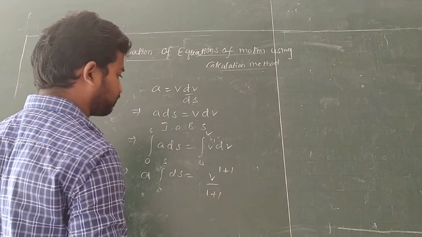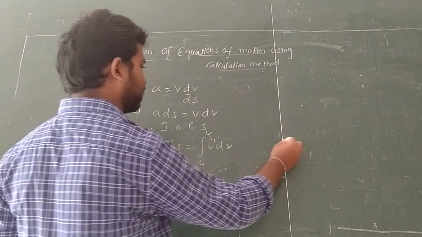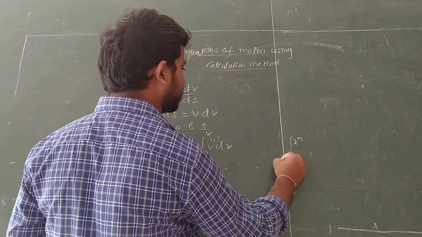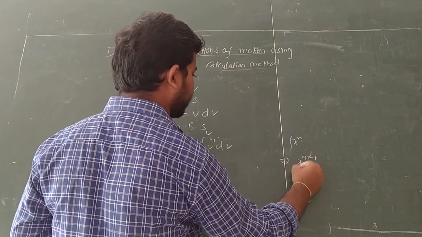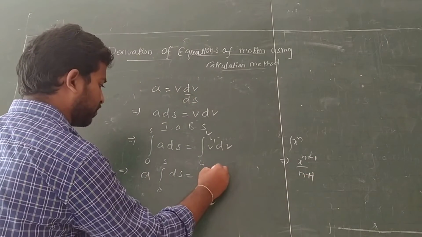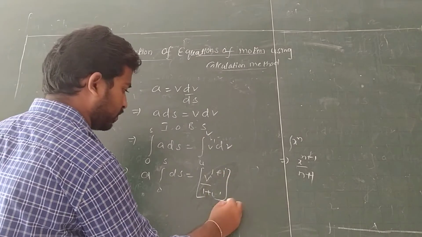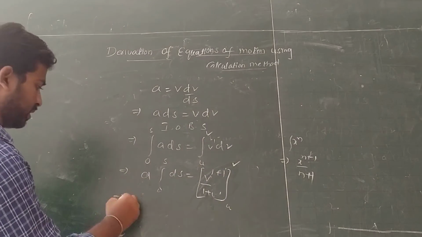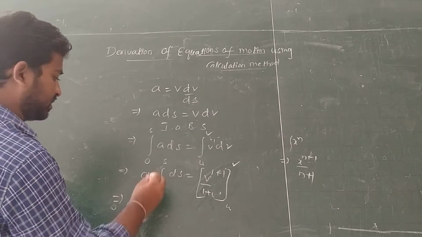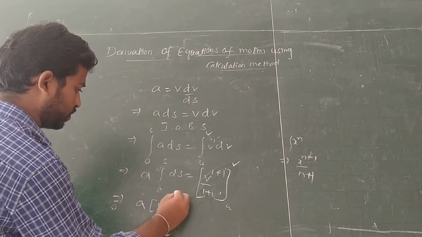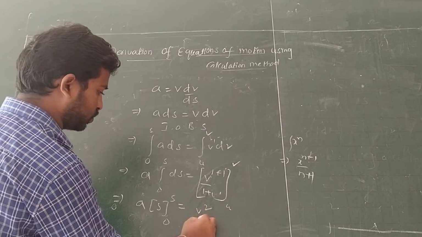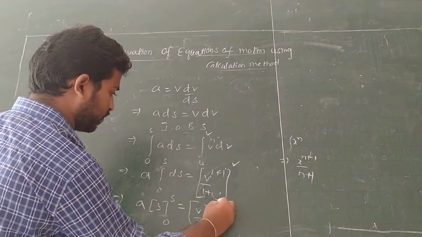What is that? x power n is nothing but the integration of x power n plus 1 by n plus 1. Then it is v power 1 plus 1 by 1 plus 1, with limits u to v. Then a, and the integration of ds is nothing but s, with limits 0 to s, then v square by 2 with limits u to v.